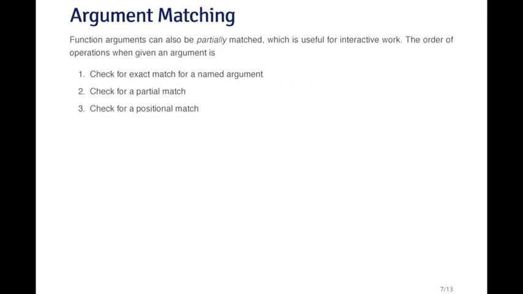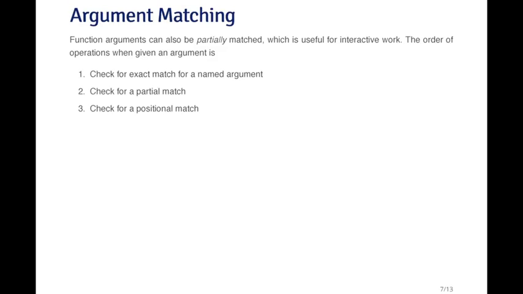So function arguments can also be partially matched, which is useful primarily for interactive work, not so much for programming. When you call a function, if the argument has a very long name, you can match it partially. So you can type part of that argument name, and as long as there's a unique match there, then R will match the argument and assign the value to the correct one.